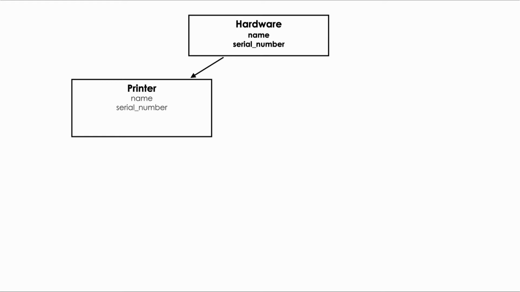And now we can add the more specific printer fields to our printer table. Let's add those fields for paper size and color printing here. Sweet.